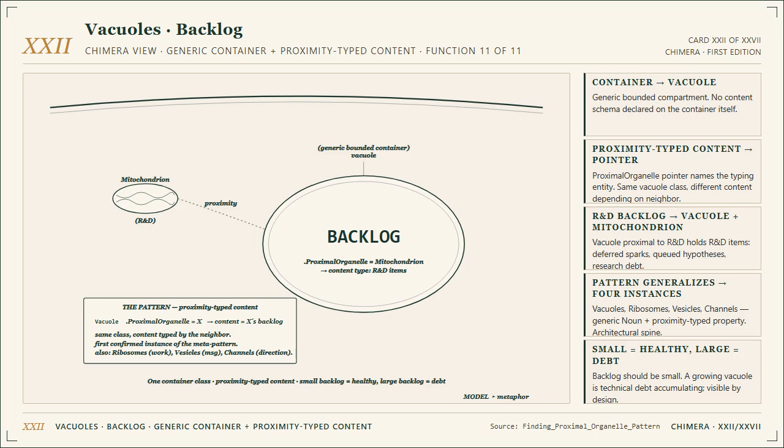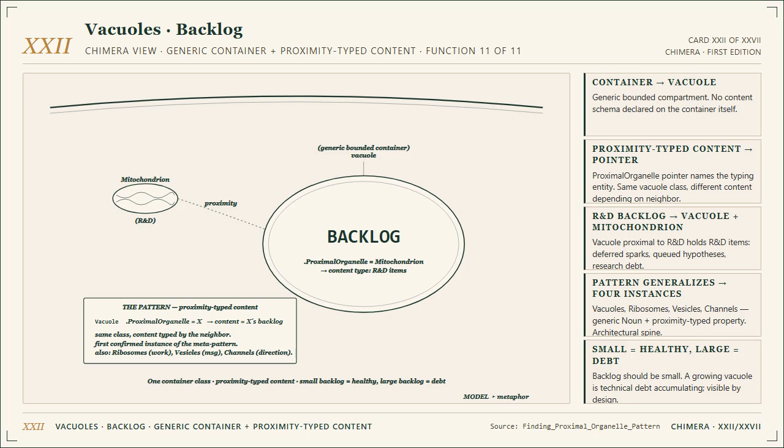The vacuole class, the compartment itself, is generic. It does not declare a content schema. It carries one property, proximal organelle, a pointer naming which organelle defines its content. The label under Backlog reads it explicitly: dot proximal organelle equals mitochondrion. Content type, R&D item. Same vacuole class. The neighbor decides what fills it.